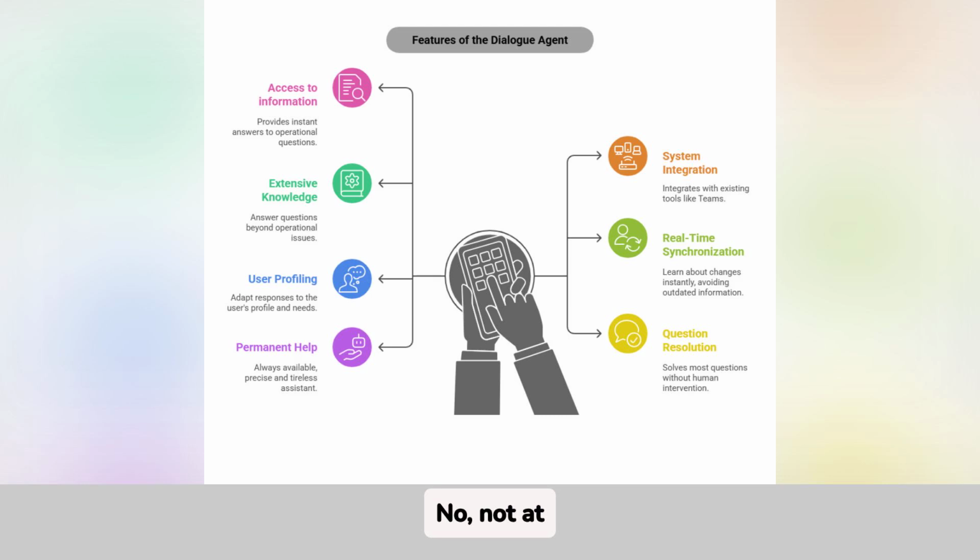No, not at all. The dialogue agent synchronizes automatically and in real time with the rest of the system's subagents. If there's a new implementation, a new document, or a change to a workflow, the chatbot learns it in seconds. This way, it never becomes outdated or transmits outdated information, and that prevents a ton of errors.